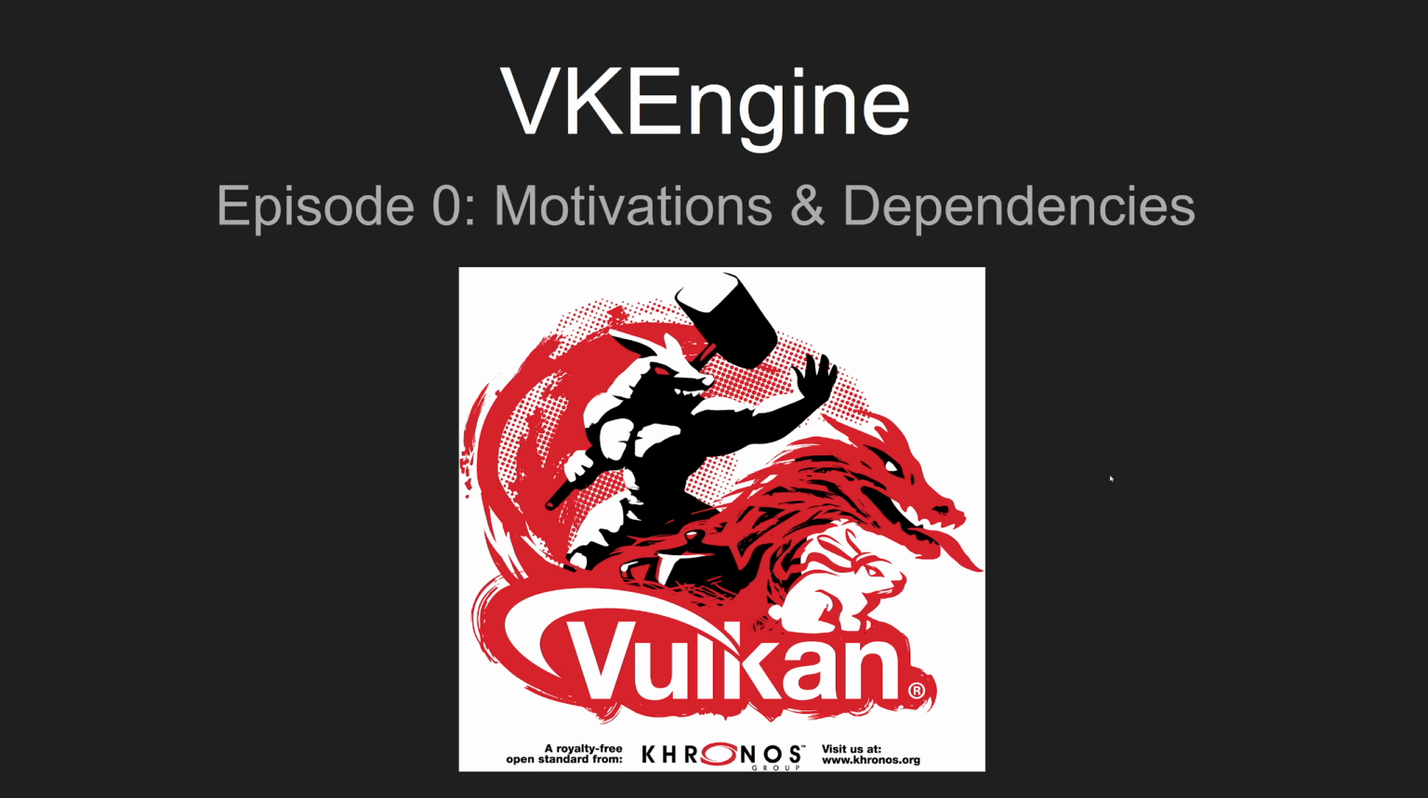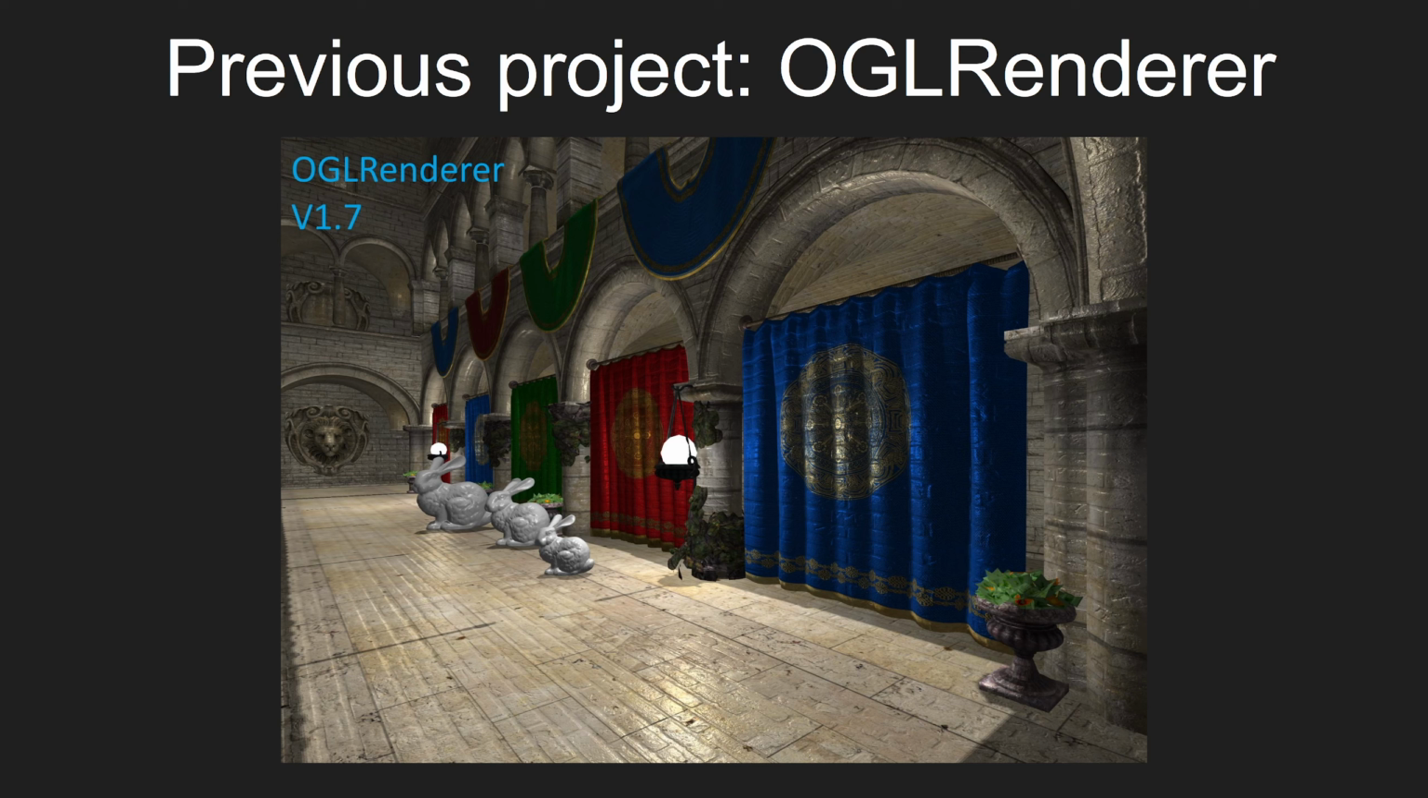Hey everyone, I'm making this video to announce my new project, VKEngine, which is going to be a 3D rendering engine created with Vulkan and C++. And in this video, I'm just going to discuss my motivations for doing so, as well as the dependencies I'm using to build it. So if you've been following my channel at all, you'll be familiar with my previous project, OGLRenderer, which was a 3D rendering engine created with OpenGL and C++.